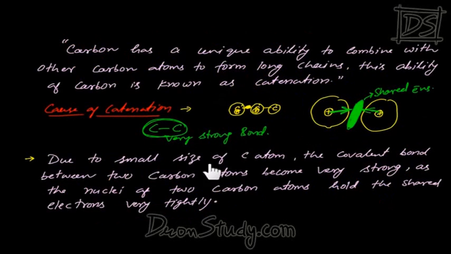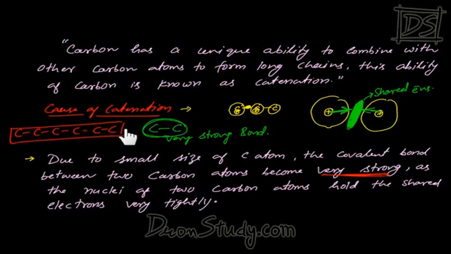Due to the small size of carbon atoms, the covalent bond between two carbon atoms becomes very strong, right? Because the electron holds them very tightly, as the nuclei of two carbon atoms hold the shared electron very tightly. So the bond being formed is very strong, and that's why a lot of bonds are formed between carbons, all with the same strength. That's why carbon shows catenation. And the tendency of carbon to show catenation is highest. In the periodic table, the element which shows highest catenation is which one? Carbon.